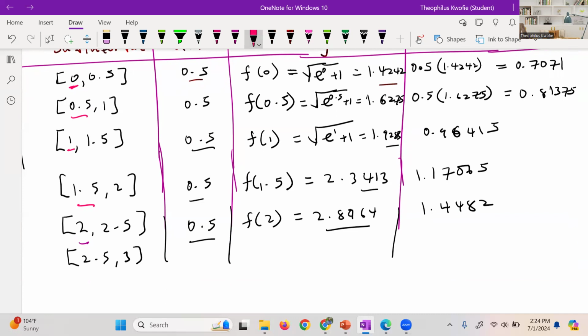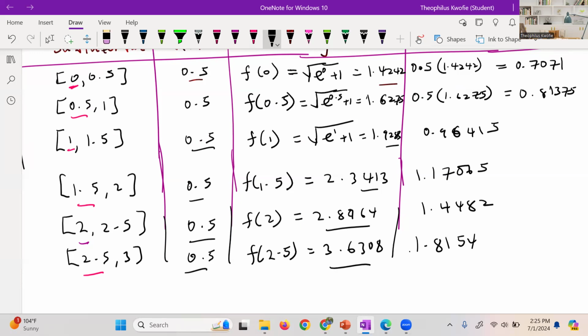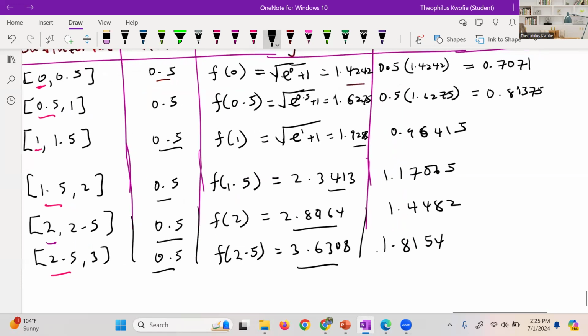And then finally, we look at the last subdivision, with the endpoint at 3. And as usual, we pick the left endpoint. As usual, the width remained the same. And then we plug the left endpoint into the integrand, and that should give us 3.6308. And when we multiply the width and the height, we should have 1.8154. Okay.